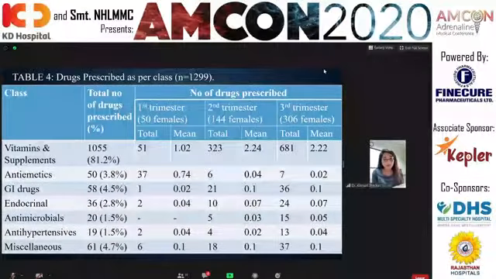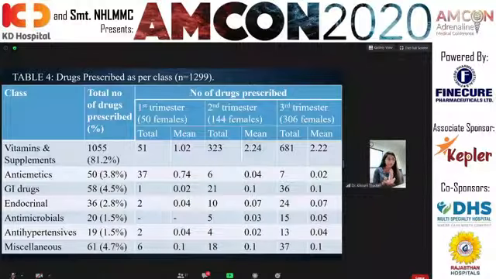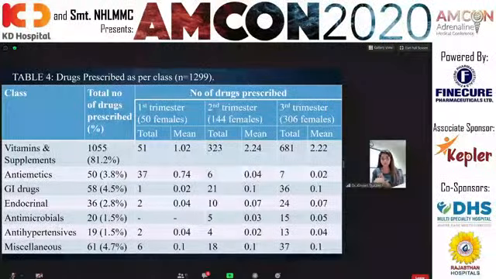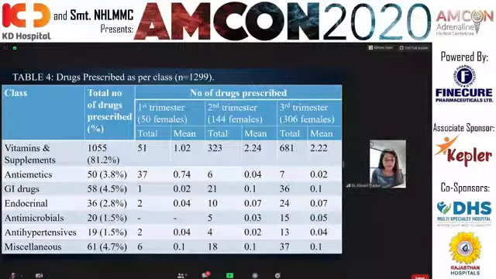GI drugs and endocrinal drugs were less in the first trimester and had an almost similar average in the second and third trimester. Antimicrobials, which included the antibiotics, antifungals, and antihelmintics, were 1.5% of the total drugs, and there were none in the first trimester. They were only in the second and third trimester. Antihypertensives and the miscellaneous drugs were 4.7% of the total drugs, and again the mean number of drugs was the same among all three trimesters.